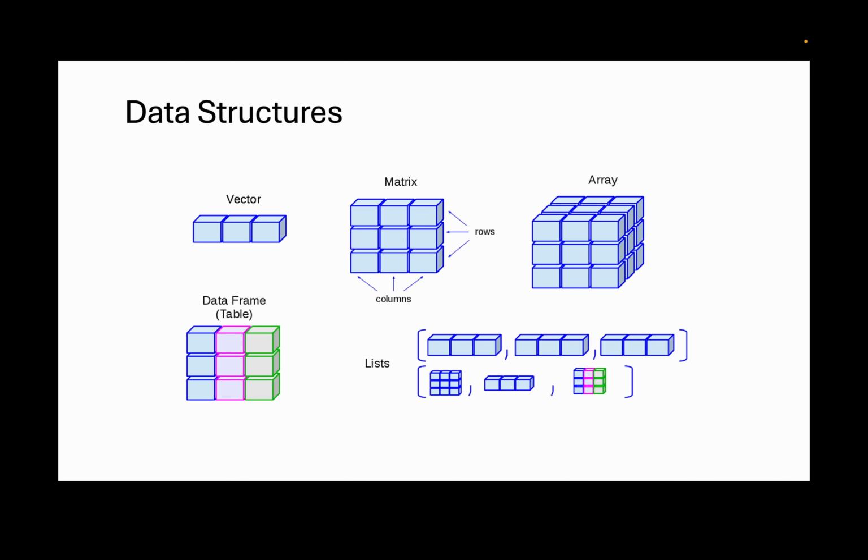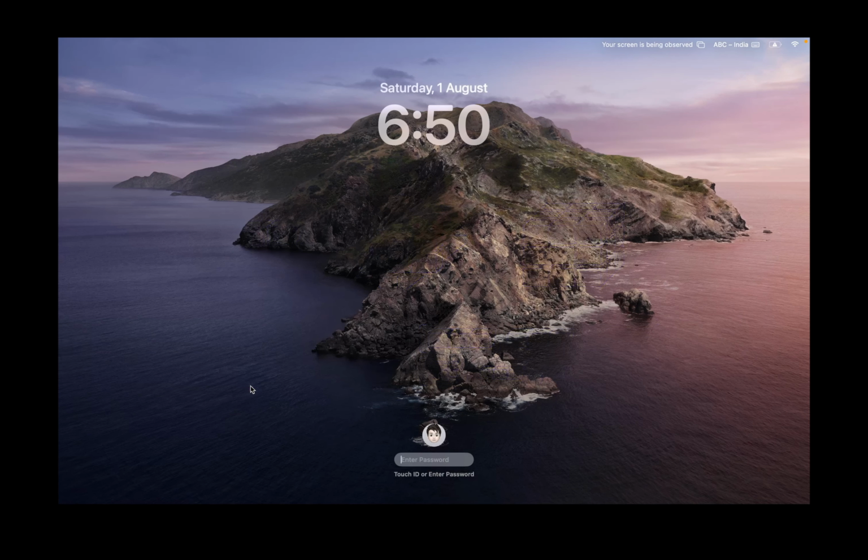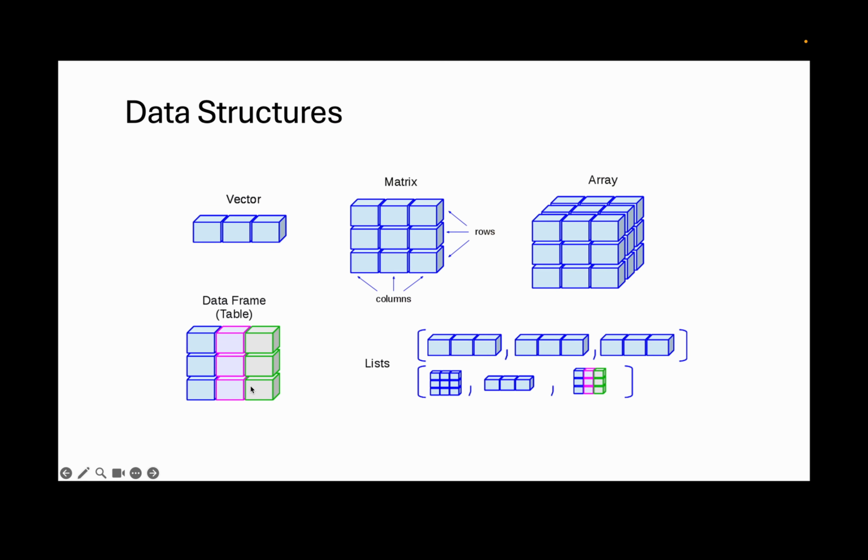List is another type of data structure where you can save all types of these things. For example, the first value you can save as an entire vector, the second value you can have a 3D matrix, the third value you can have a data frame, and so on. So a list can accommodate everything.